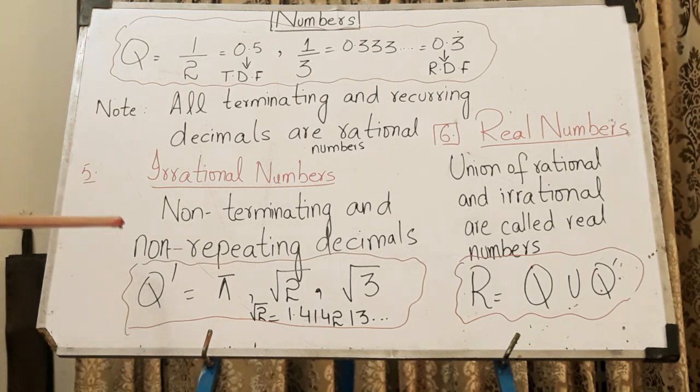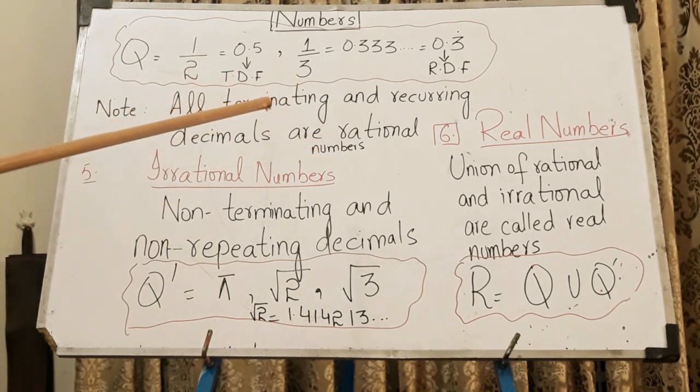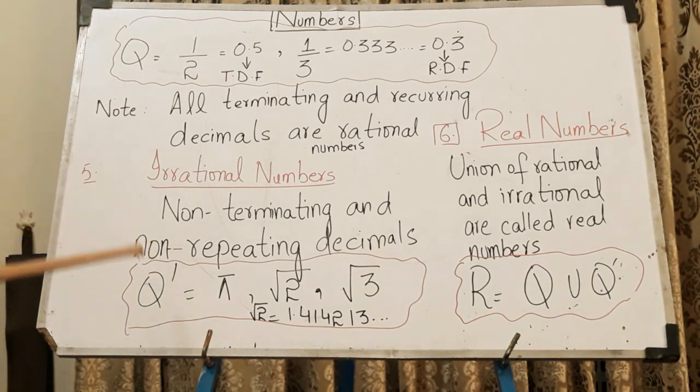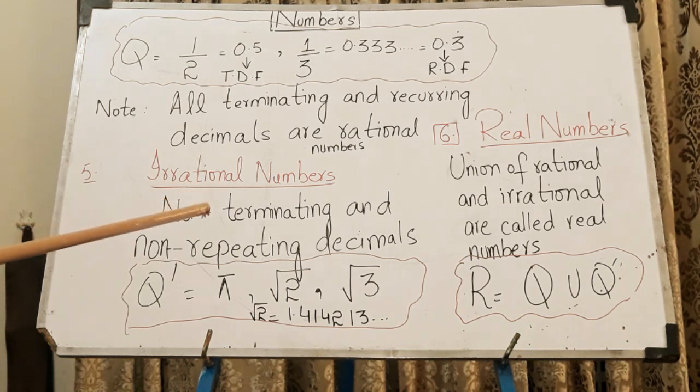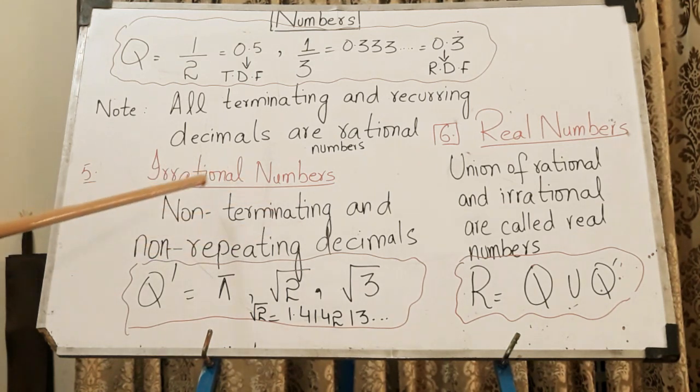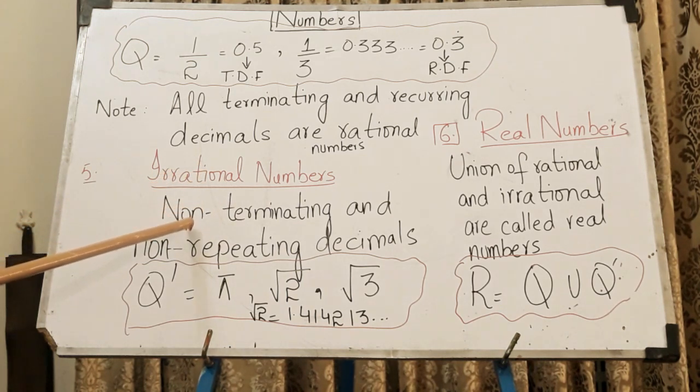Moving toward the next type of numbers, that is irrational numbers. Irrational numbers are the opposite of what I have discussed, terminating and recurring. Non-terminating and non-repeating decimals are the irrational numbers. All the numbers which are terminating and recurring are a part of rational numbers, and all the non-terminating and non-repeating decimals are the irrational numbers. Simply, we can say that these numbers cannot be written in the form of a fraction.